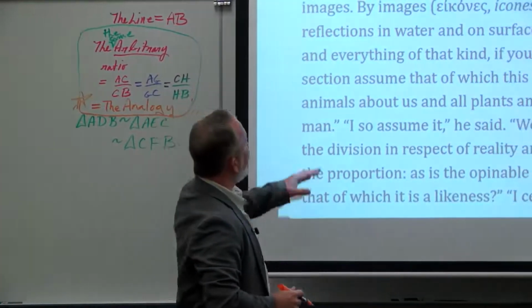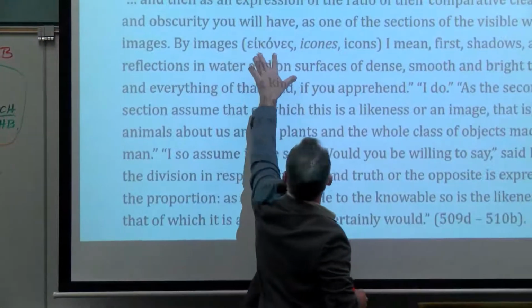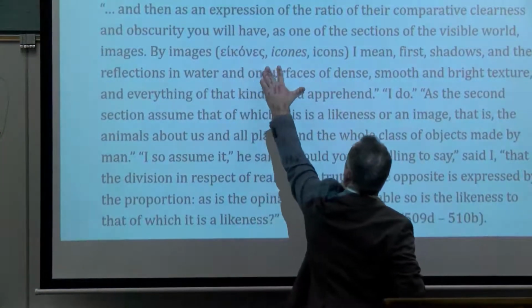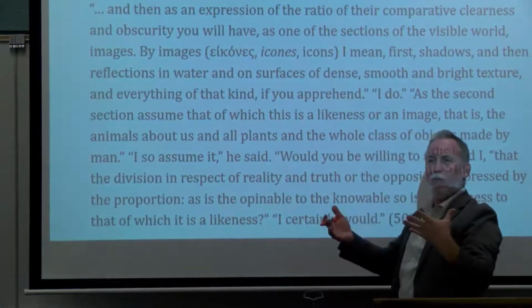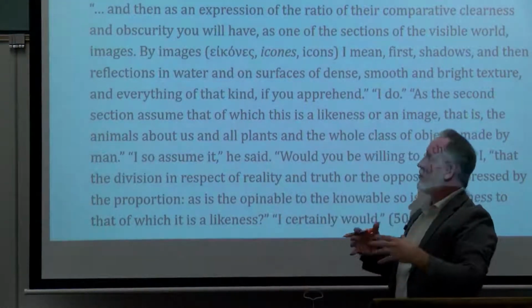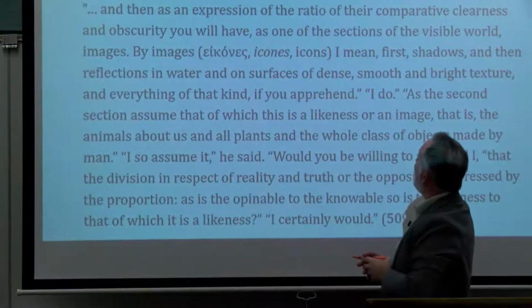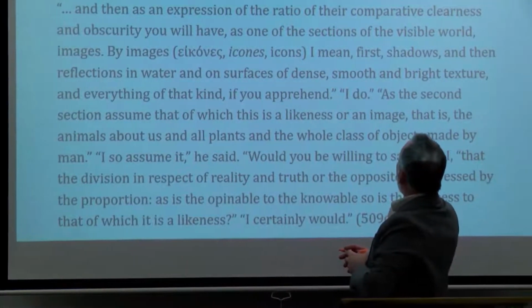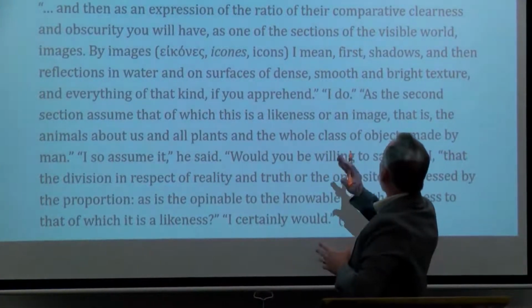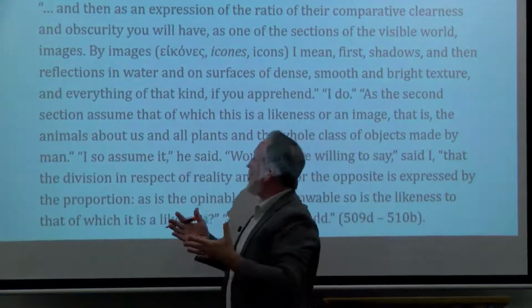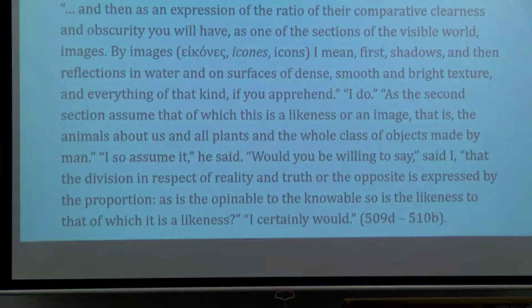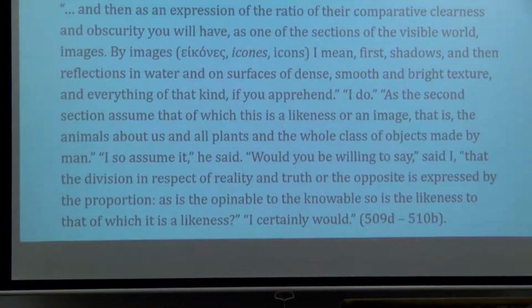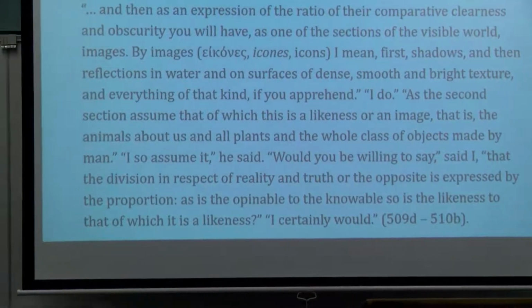By images, notice the word here is eikonas, like icons, right? So that's where we get our word icon from, from this Greek word. And by images, I mean first shadows and then reflections in water and on surfaces of dense, smooth, and bright texture and everything of that kind. If you apprehend, Glaucon says, I do.